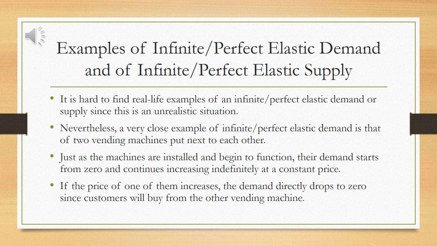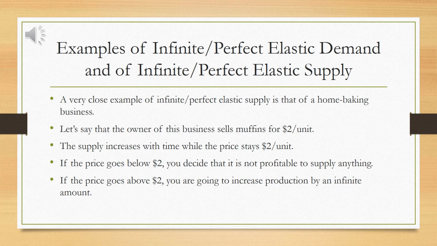other vending machine. A very close example of an infinite or perfect elastic supply is that of a home baking business. Let's say that the owner of this business sells muffins for $2 per unit. The supply increases with time while the price stays $2 per unit. If the price goes below $2, you decide that it's not profitable to supply anything. If the price goes above $2, you're going to increase production by an infinite amount.